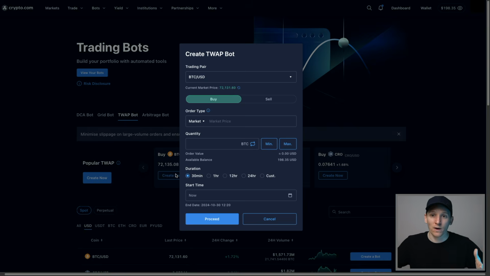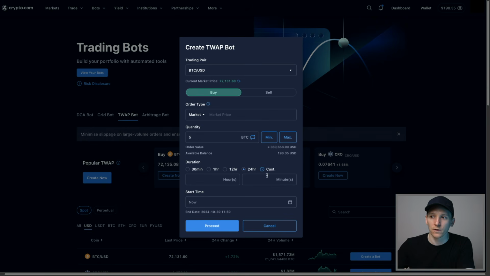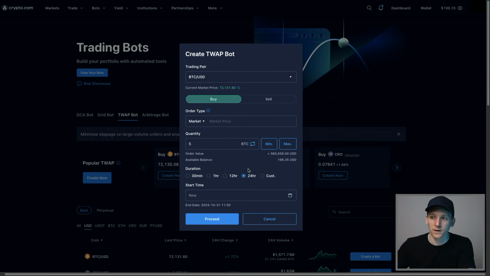So maybe Tuesday and Wednesday, price goes up, and then Thursday, the price comes back down. And so your average order may be a bit lower. We don't really know, but this is a bot you can use. So we want to buy USD, market order, that's fine. So you're going to be paying slightly higher trading fees if you do that. The quantity of BTC, so if we're trading a bigger order like 5 Bitcoin, duration, 24 hours, or you can put the custom duration in here, press proceed.